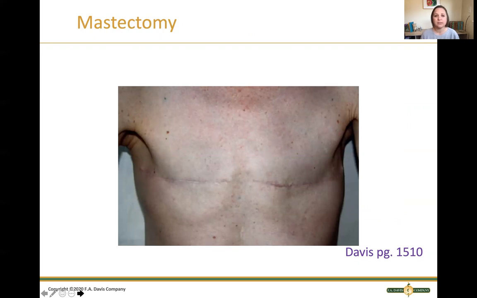Now you can think about the self-image problems and self-esteem issues that patients can undergo having such a significant change in their body image. Many patients will undergo plastic surgery and breast reconstruction to try to regain some of their normal appearance after having breast cancer.